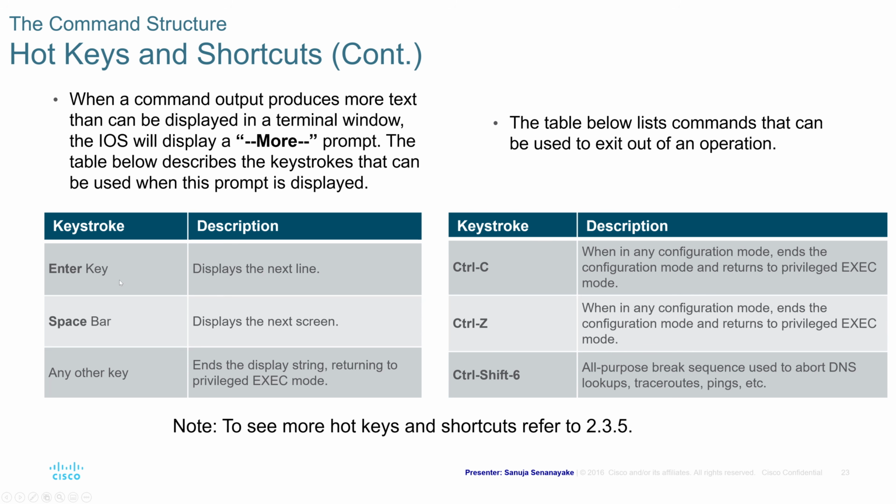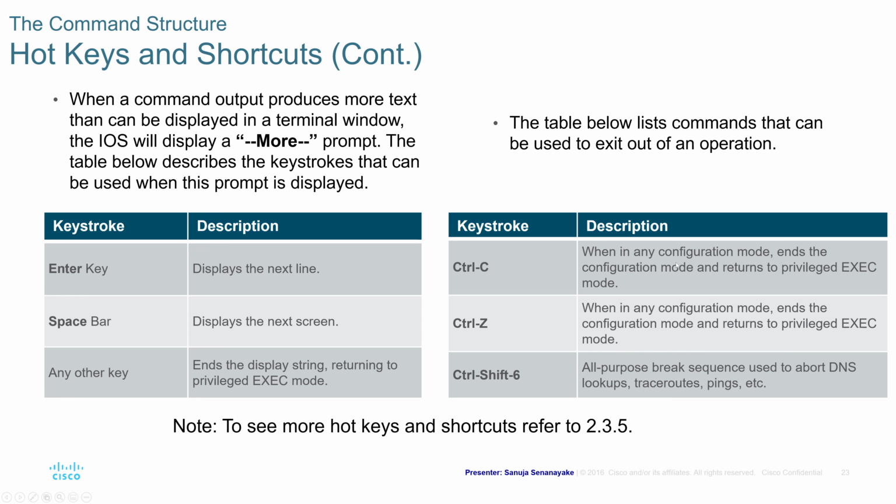If you hit the enter key, it will display the next line. So it'll move to the next line. But if you hit the space bar, it'll display the next entire screen. So it will move from one screen to the next screen. If you enter any other key, it ends the display string and returns to the privileged executive mode. The table below also lists the commands that can be used to exit out of that kind of operation.